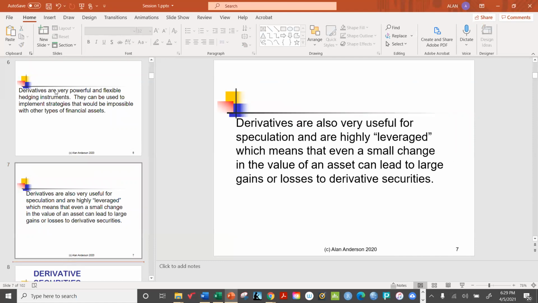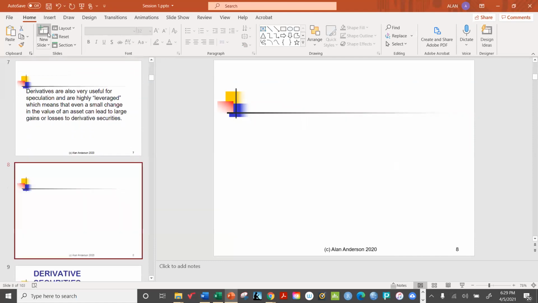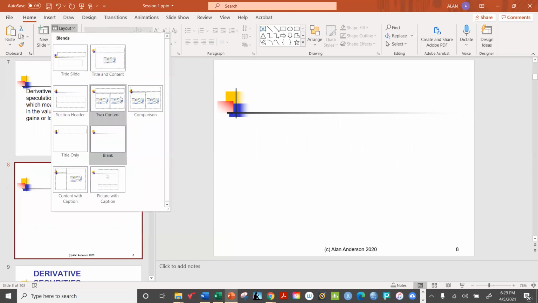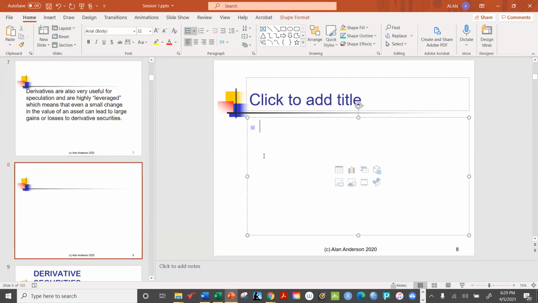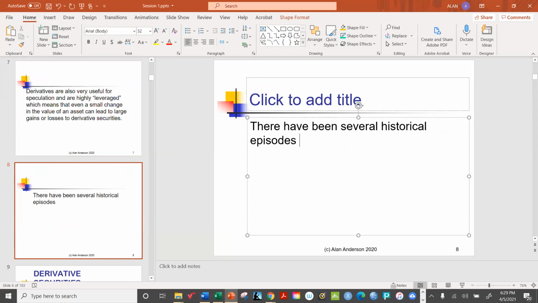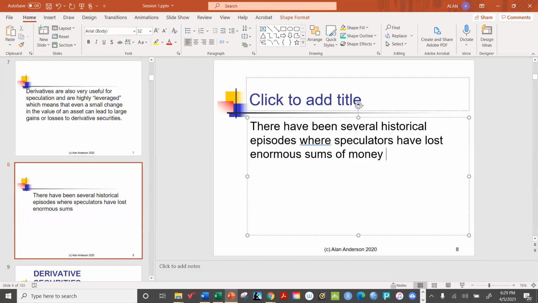And in fact, we'll discuss this as we go along, but there have been several historical episodes, and I mean in the United States mainly, where speculators have lost enormous sums of money with derivatives.